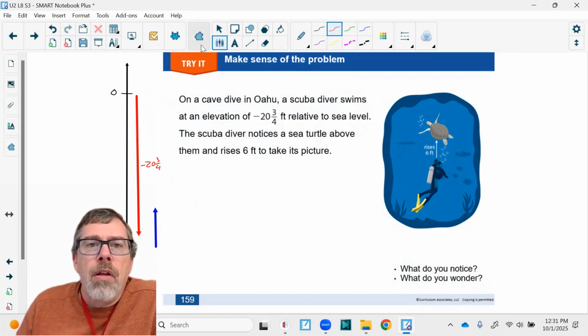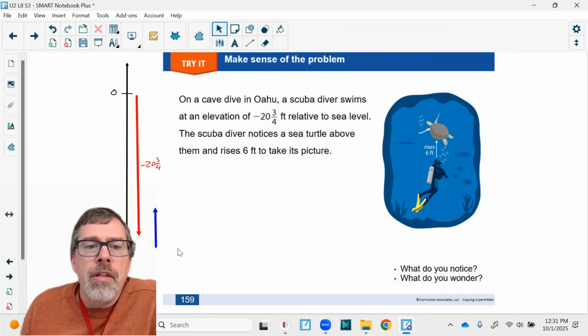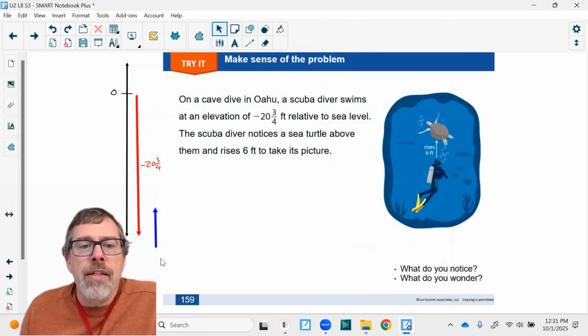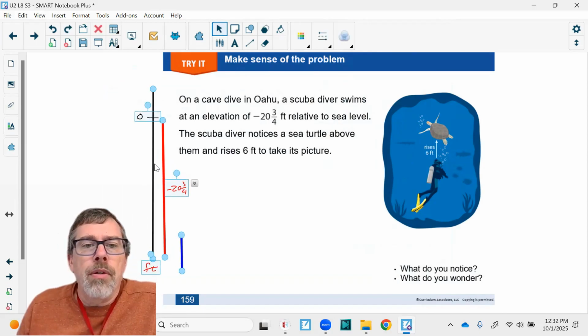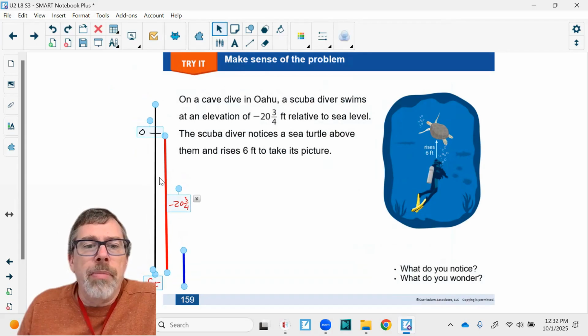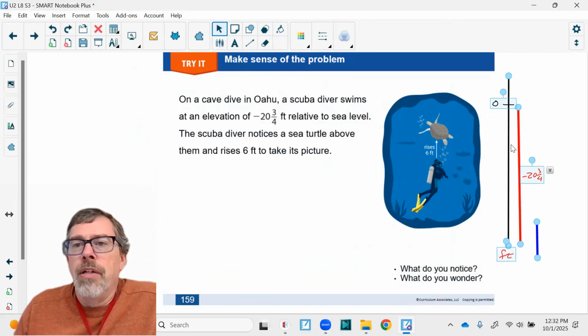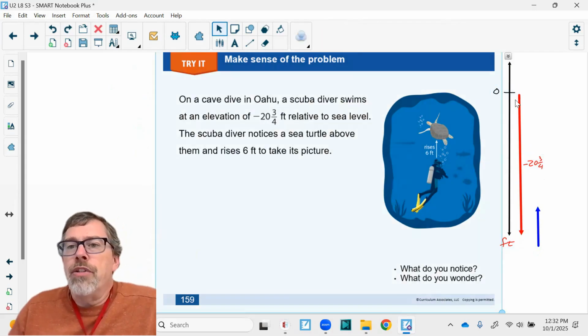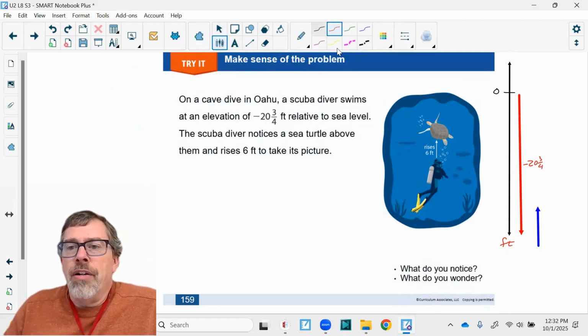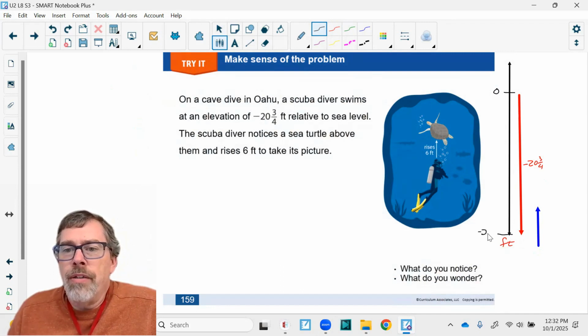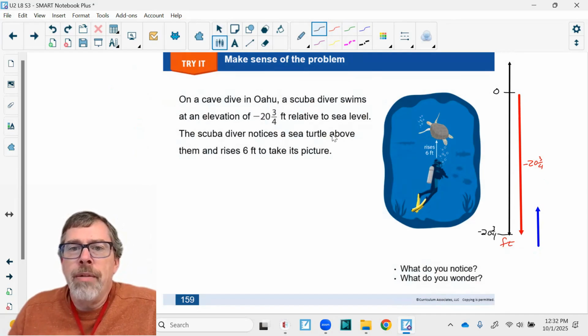Okay. Hopefully that's not behind my head. Let me move it just in case it is. How about I move it to right about over here? It'll fit over here. Let's do that. All right, so here is our number line starting at 0, going down to the depths of, this distance here is negative 20 3/4. So that's where the diver is located.